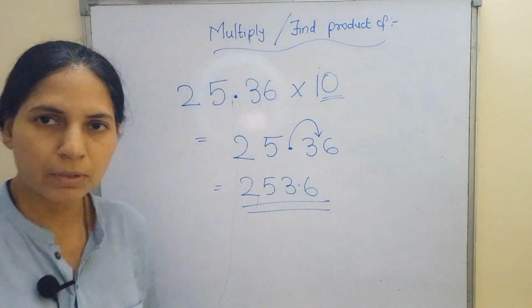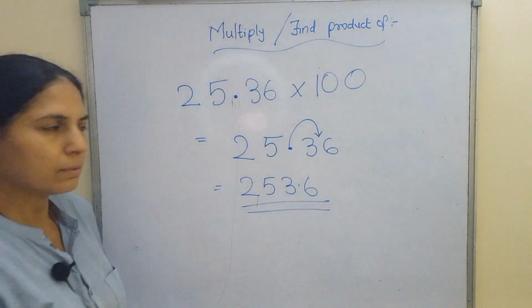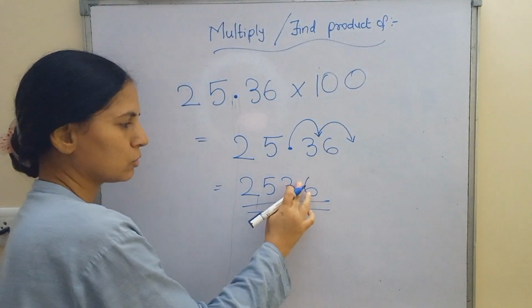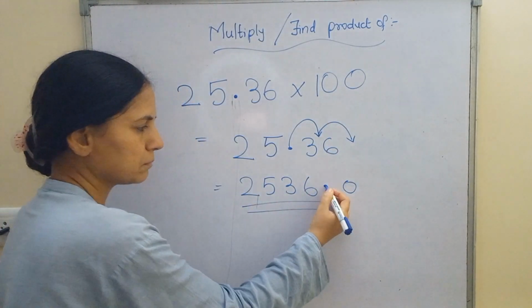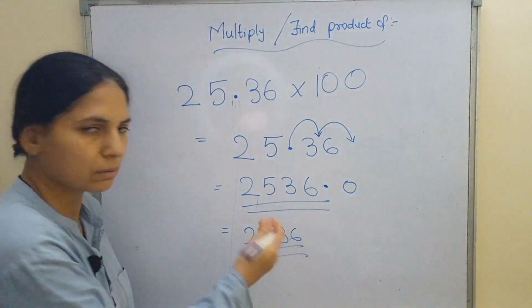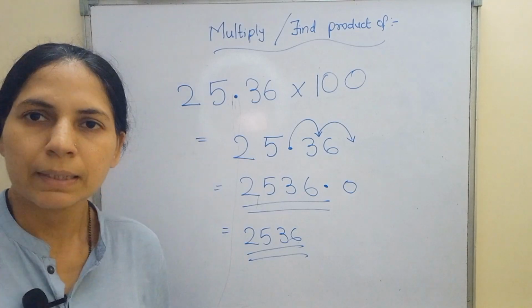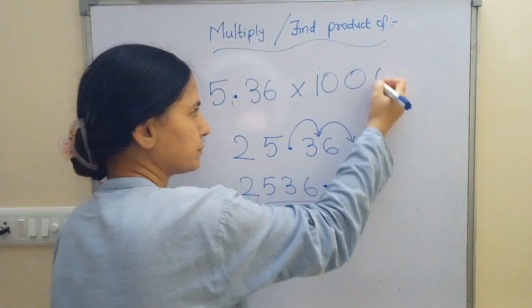Understood? For example, if this would have been 100, then this decimal would have jumped twice. So it becomes like this: 0.0 is nothing. That is 2536.